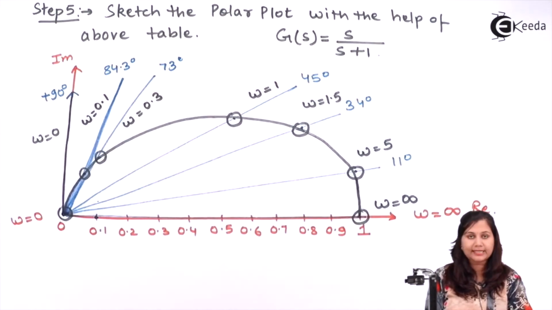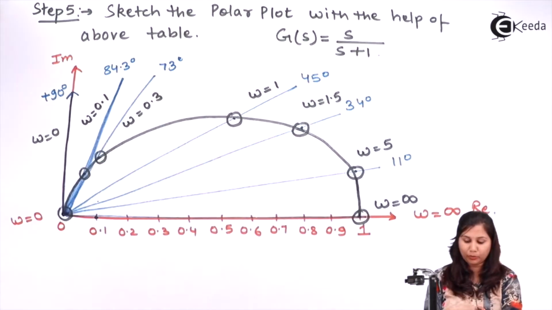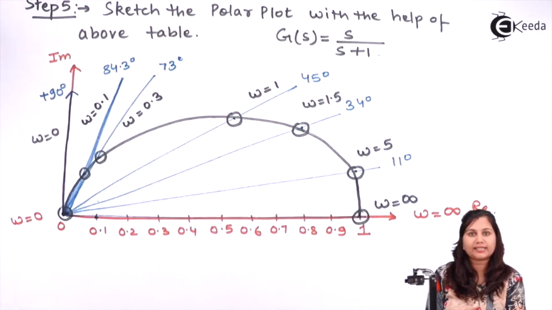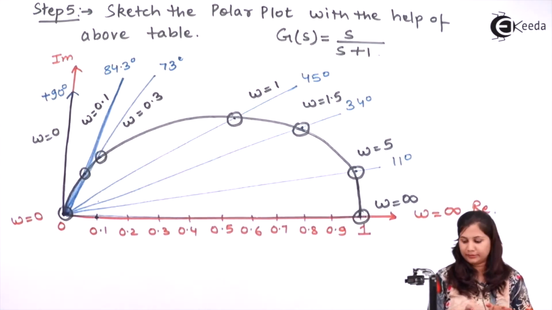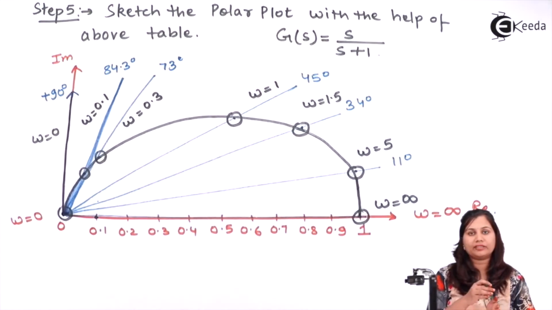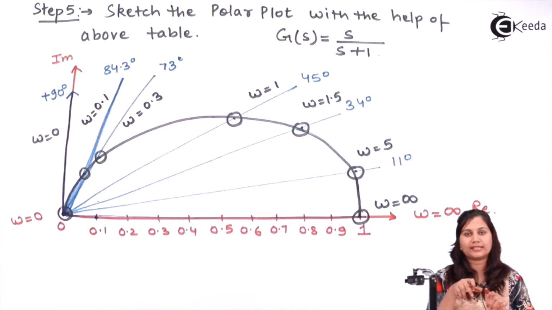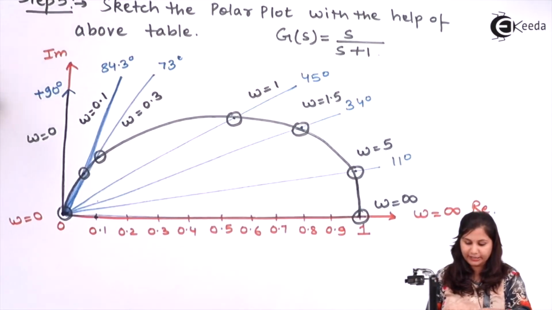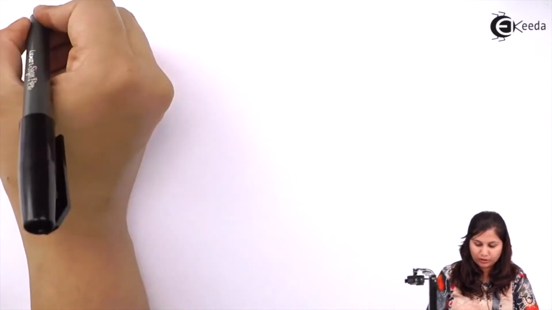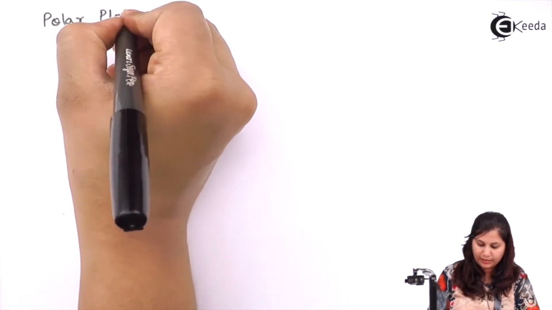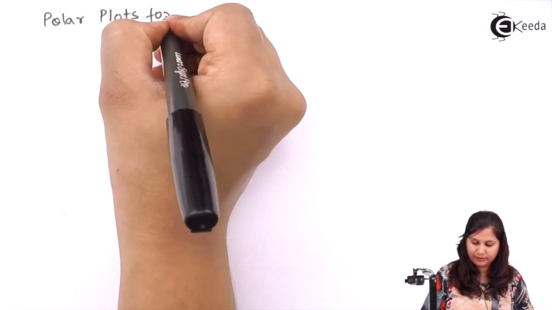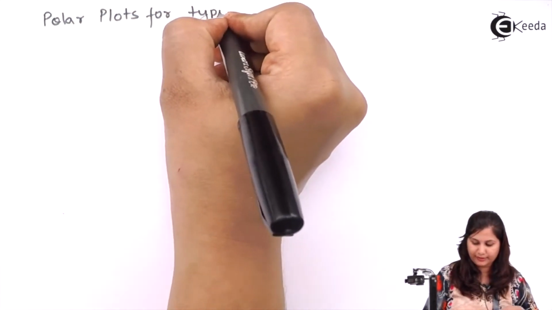Now let us see what the polar plot will be for the various types of transfer functions. There are standard transfer functions. So let's take a tabular form and then we will see that if the transfer function is in this form, then what will be the polar plot. So let us study the polar plots for some typical transfer functions.